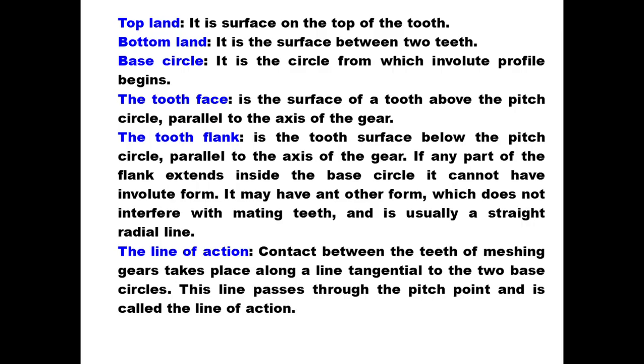If any part of the flank extends inside the base circle, it cannot have involute form. It may have any other form which does not interfere with mating teeth, and is usually a straight radial line. The line of action: contact between the teeth of meshing gears takes place along a line tangential to the two base circles. This line passes through the pitch point and is called the line of action.